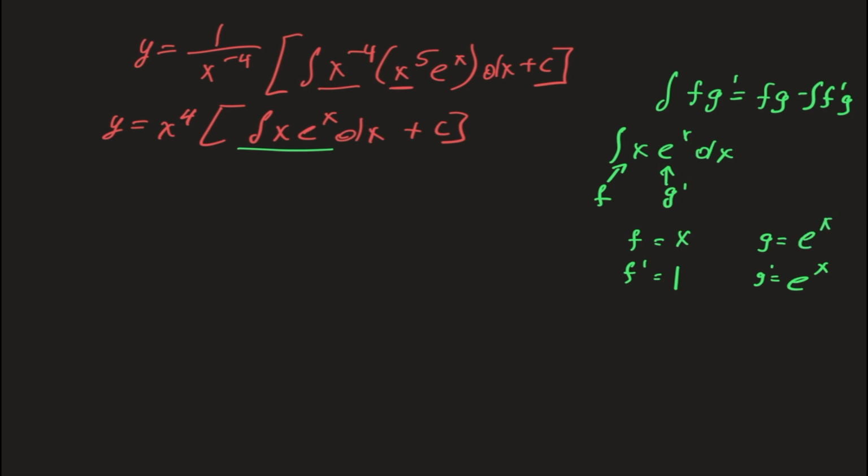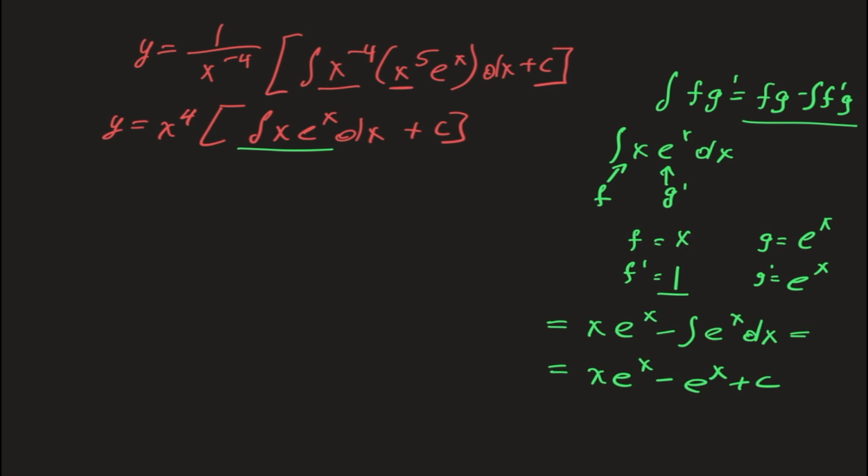And now I'm going to go ahead and plug it into this formula, which is f, which is x, times g, which is e to the x, minus integral of f prime, which notice is 1, I'm not going to write that, times g, which again is e to the x dx. So just simplifying this a little further, x e to the x minus integral of e to the x, which is just e to the x, plus some constant c.